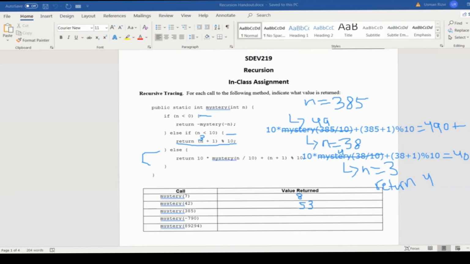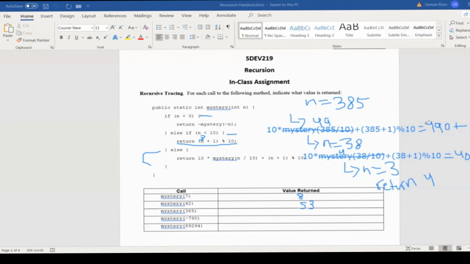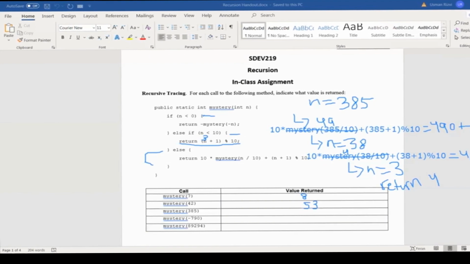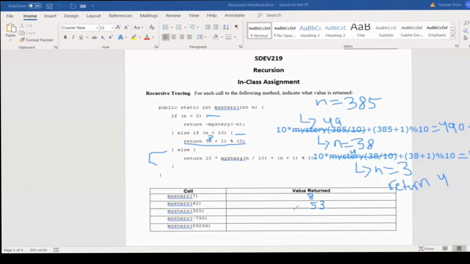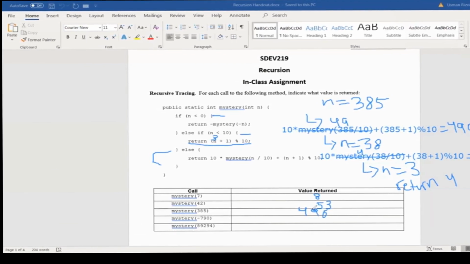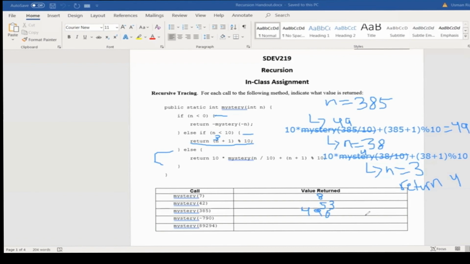So the answer would be 496. We don't have anything to backtrack. That was the first level. So the answer would be 496. Sorry about my handwriting. I feel like I should just use the text the whole time.